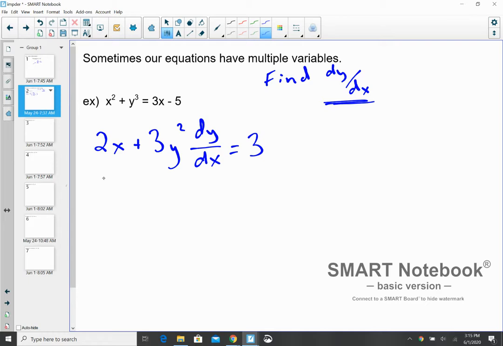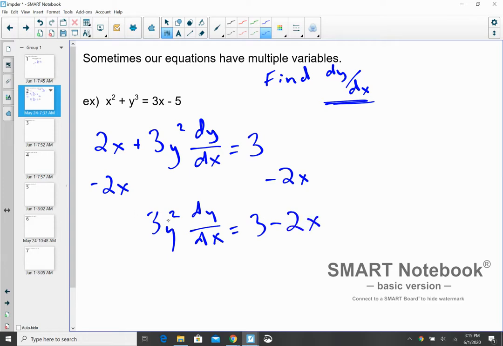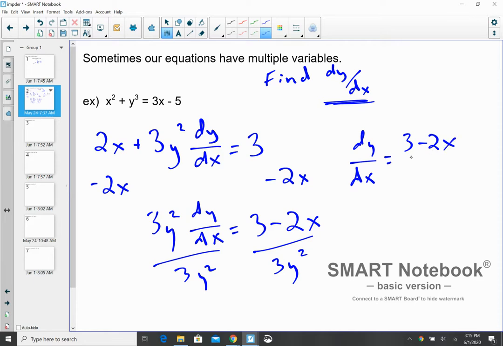So the first thing I would recommend you do is move over stuff that's not attached to the dy dx. So I have 3y squared dy over dx equal to 3 minus 2x. Then divide by the 3y squared. So then my answer is dy over dx equals 3 minus 2x over 3y squared. You do not need to simplify that. There are no negative exponents, and there's not a complex fraction, which we're going to see plenty of in this little unit.